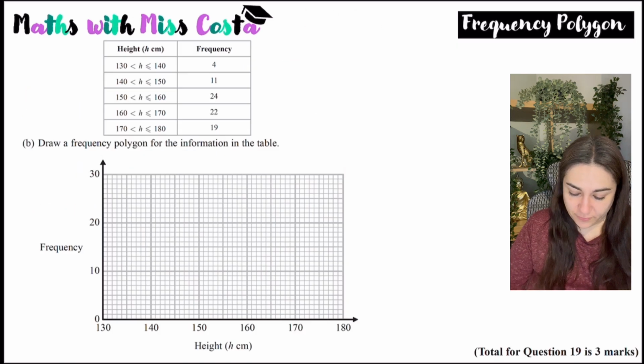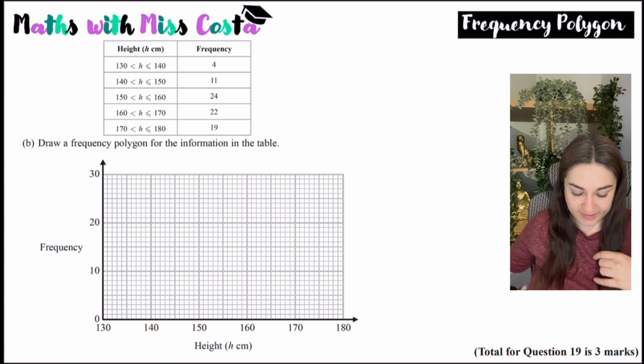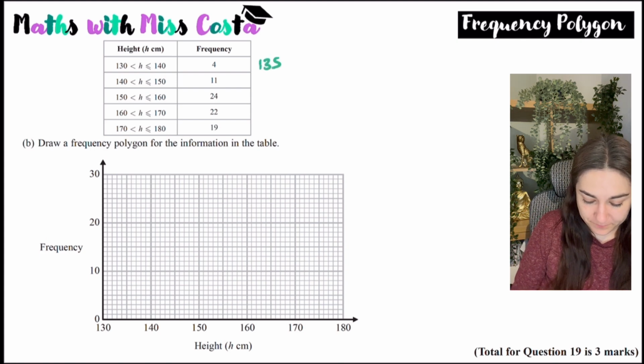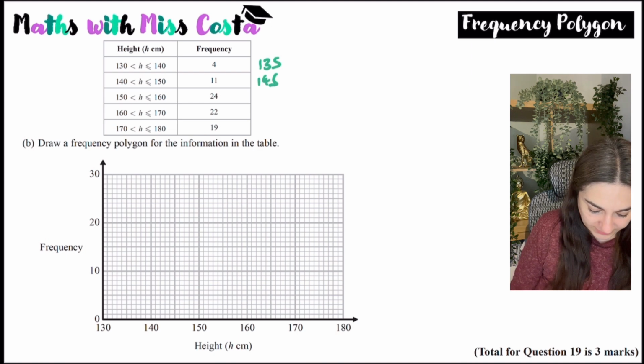Okay, so now we need to draw a frequency polygon for the information. For the frequency polygon, we always plot it against the midpoint. So that was where the midpoint would have been helpful. Over here, we're going to do the first one. It's 135 and 4. And first I want to check my scales.